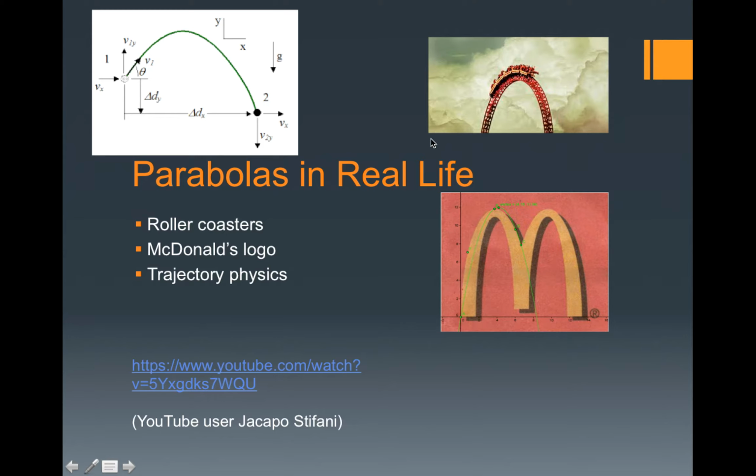Roller coasters are a good example of parabolas as well. In addition to that, we can see the conversion of potential energy into kinetic energy as the cart moves up, and then downwards. And trajectory physics is just a way to describe the path of an object that is sent into the air.